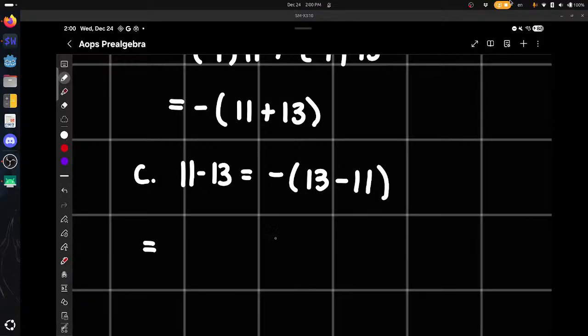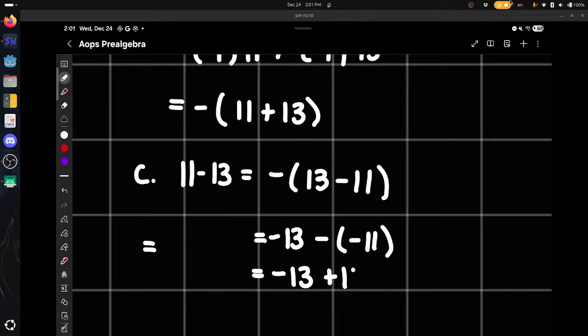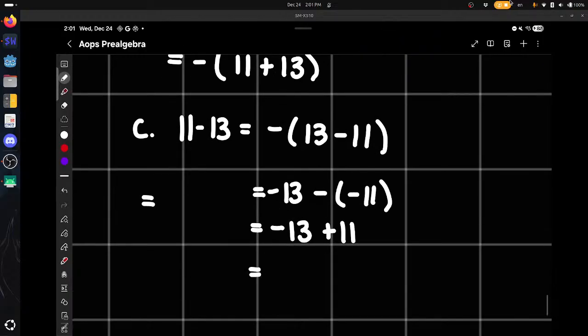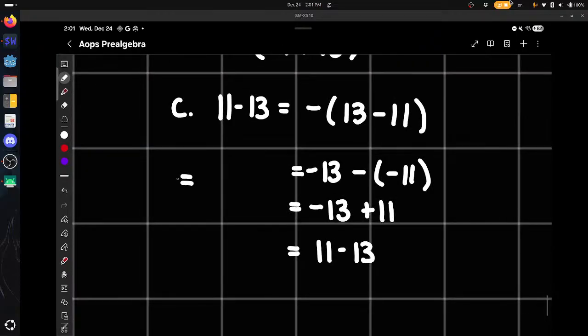But we distribute that -1, we get -13 plus, we can even say we get that, which gives us 11. You know, that's just negation, so we can actually move the numbers around. So we get that. And then for this one, let's see. So we have 11 plus the negation of 13.